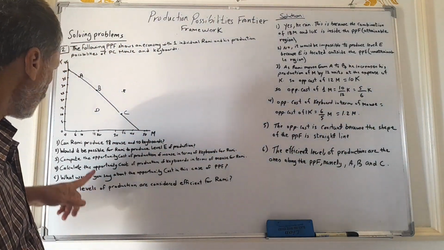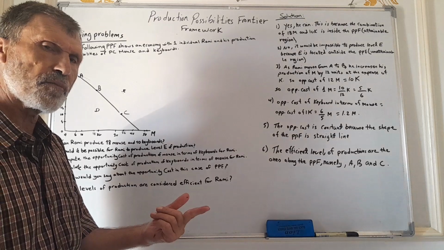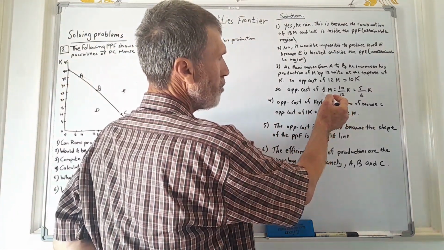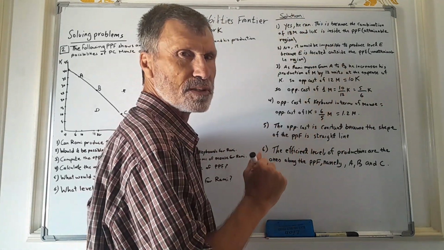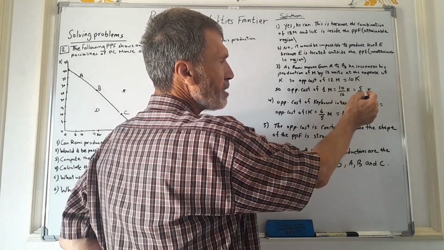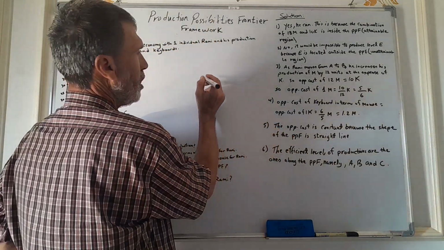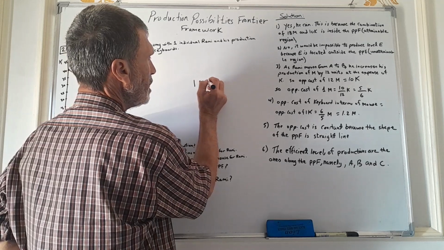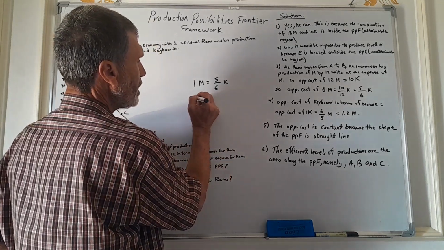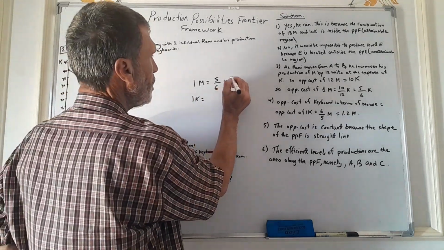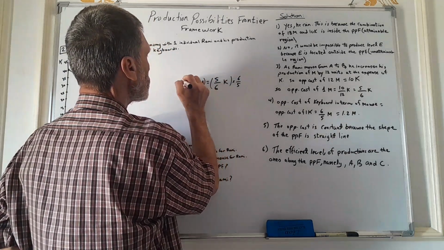Okay. Now, part 4: calculate the opportunity cost of production of keyboards in terms of mouse. If the opportunity cost of one mouse equals 5 over 6 keyboards, what is the opportunity cost of one keyboard? All we have to do is multiply both sides by 6 over 5. Look, the opportunity cost of one mouse is equal to 5 over 6 keyboards. So if I want to get one keyboard, I multiply here by 6 over 5, and over here by 6 over 5.